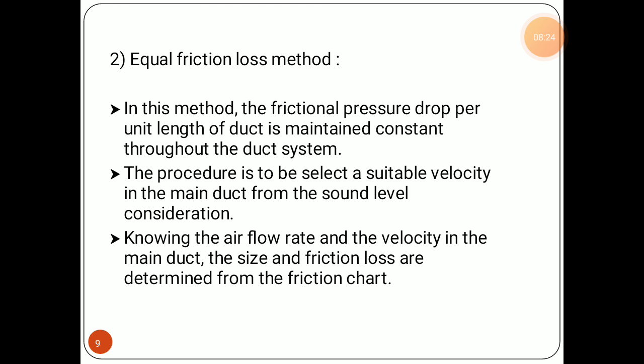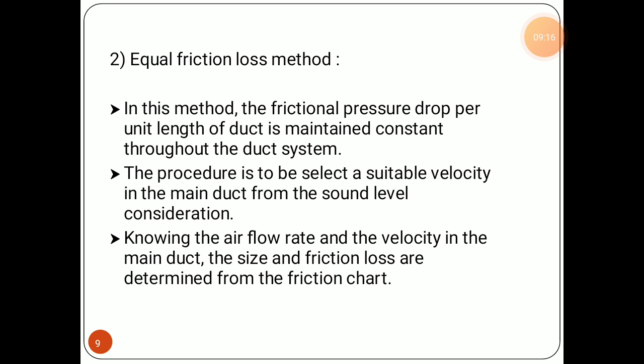Second method is the equal friction loss method. In the equal friction loss method, the frictional pressure drop per unit length of duct is maintained constant throughout the duct system. For example, if the duct is made up of aluminum material or any material, then the frictional pressure drop per unit length of duct is maintained constant throughout the duct system. The procedure is to select a suitable velocity in the main duct from the sound level consideration. Knowing the air flow rate and velocity in the main duct, the size and friction losses are determined from the friction chart.